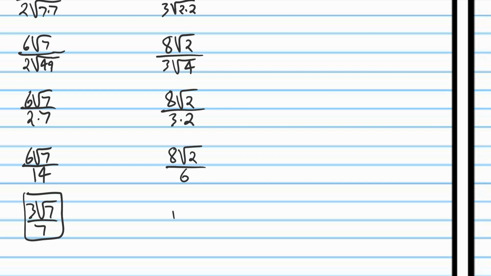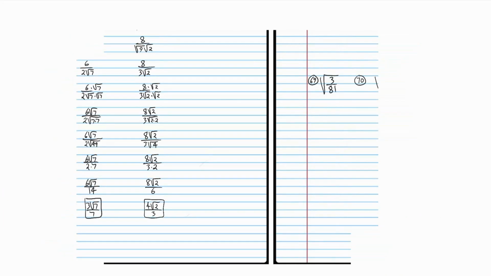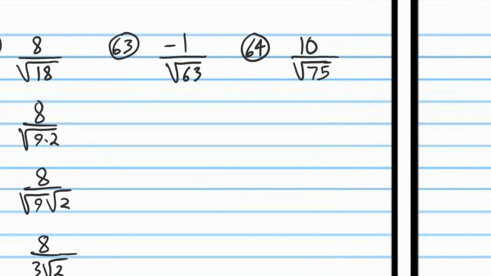Divide both sides by 4. And we have 4√2/3. So we got that answer. Good job. All right, try number 63, and when you come back, we'll do it together.